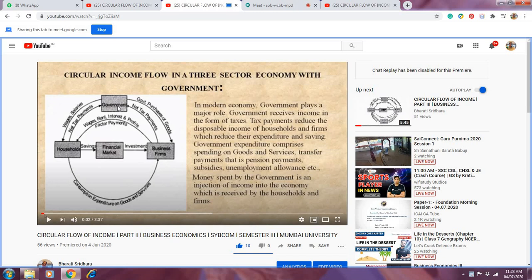Now what is government doing? Government is collecting money in the form of taxes from the household. So household is giving money to the government, firms are also giving money to the government. Now this entire money is being collected by the government in the way of taxes. Now when government is getting money in the way of taxes, government is not keeping the money with them just like that.